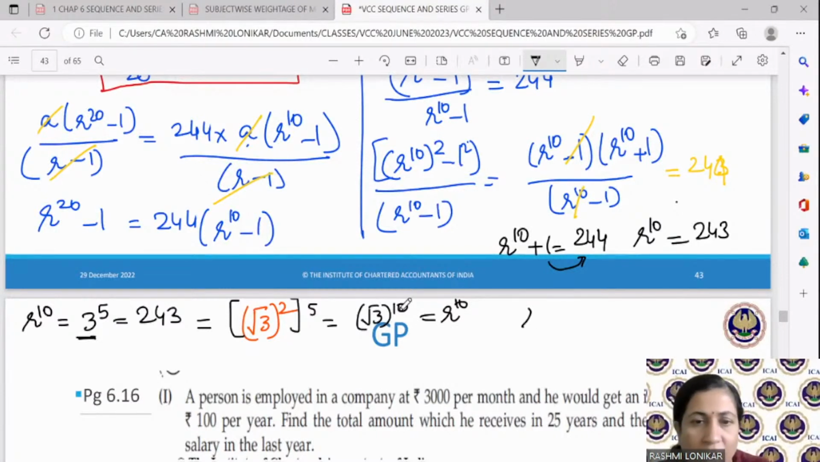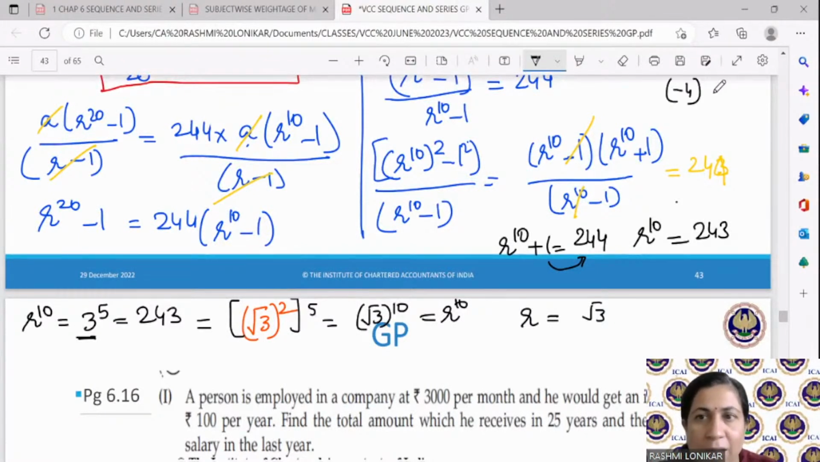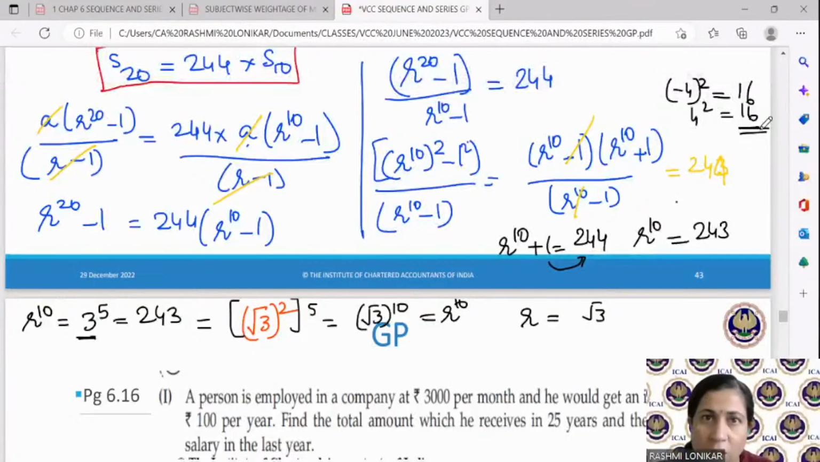So what is the value of r? When the powers are the same, I can equate the numbers. So r is equal to root 3. Now, another very important thing: because this is raised to 10, and 10 is an even number. Suppose I have minus 4. If I square minus 4, I get 16. If I square 4, I also get 16. So when I see 16, I don't know whether it is the square of minus 4 or of plus 4. Here it is 10. I don't know whether it is plus root 3 or minus root 3. So the value of r is plus or minus root 3.